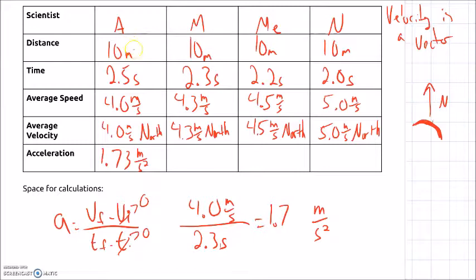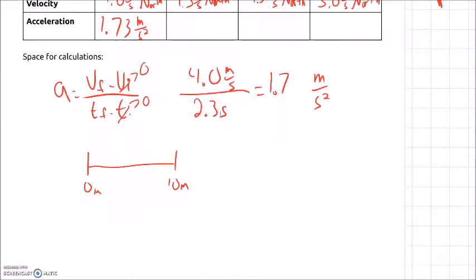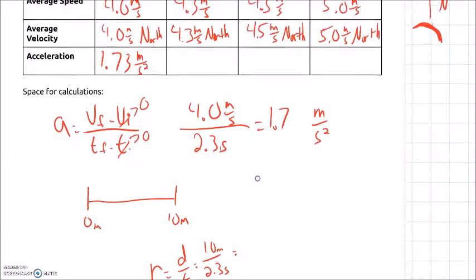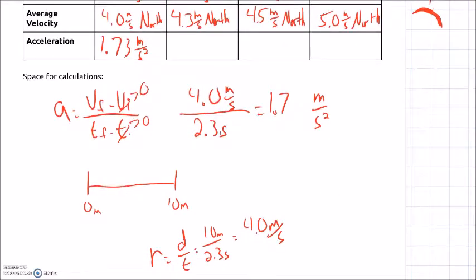We wrote down our distance, we wrote down our time, and then for average speed, we did distance over time. And I didn't show my work there, so let's show my work quickly. So rate equals distance over time. Our distance was 10 meters, and my time was 2.3 seconds. 10 divided by 2.3 is 4.0 meters per second. 4.0 meters per second.